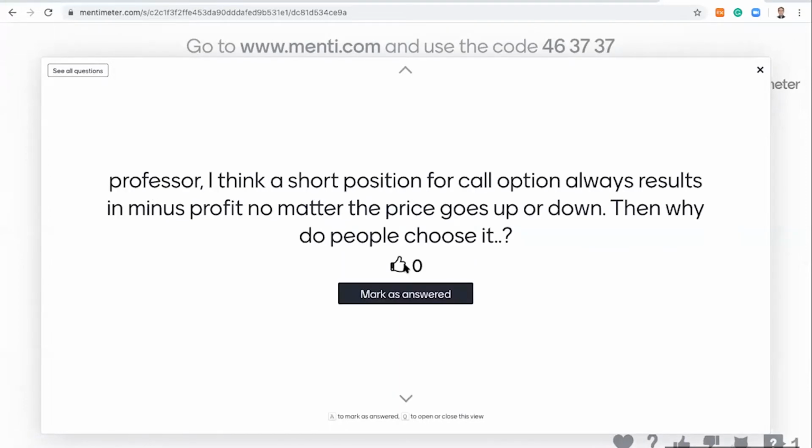I think a short position of the call option always results in minus profit no matter whether the price goes up or down. Then why do people choose it? Okay, that's a good question. So that's why you get the money in front.